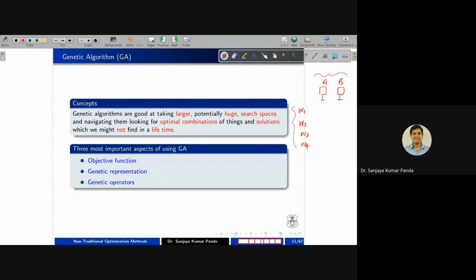Can anybody say how many ways you can assign these works to two different resources or machines? What is the number of ways? Can anybody guess? Yes, you are correct, Jasmini madam, right? It is 2 to the power 4. Okay, that is 16 different ways.